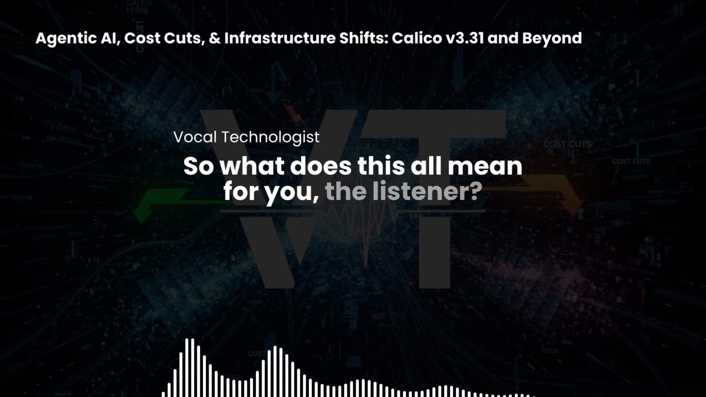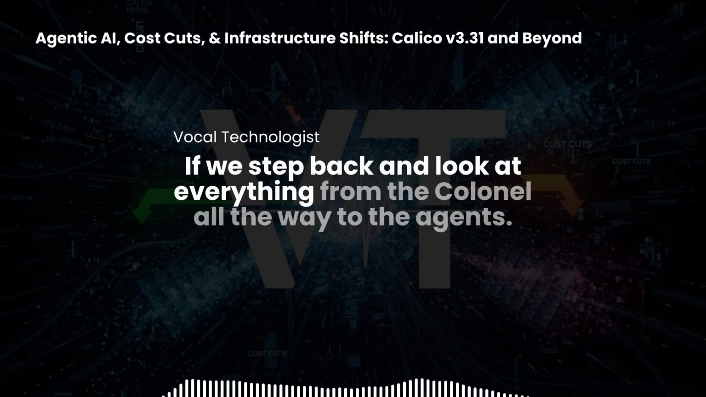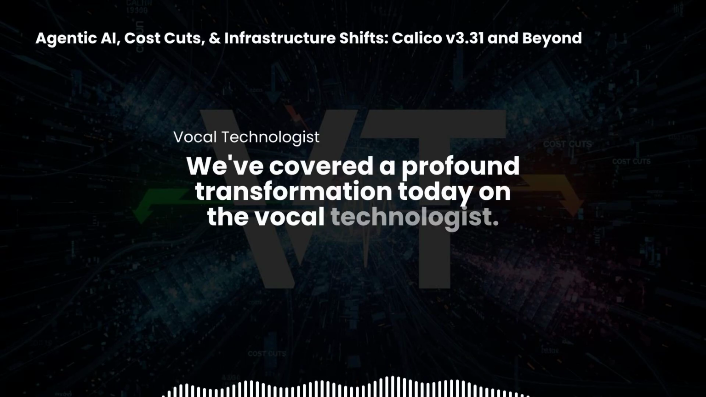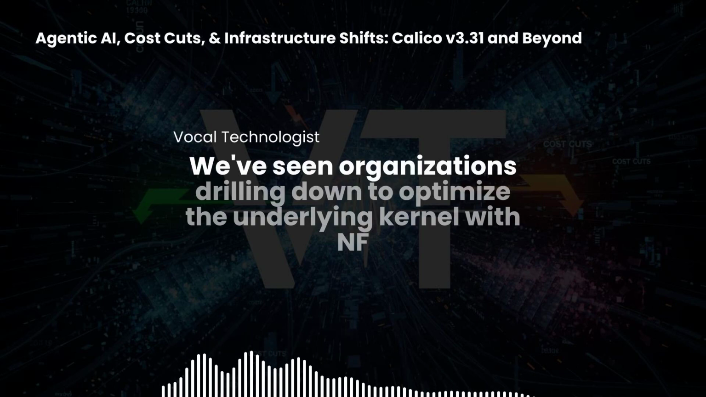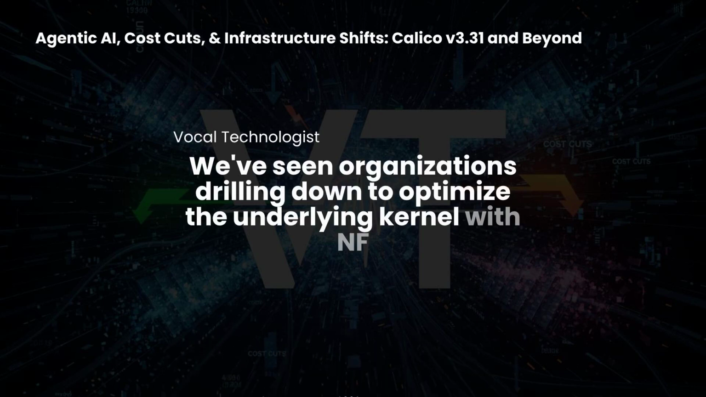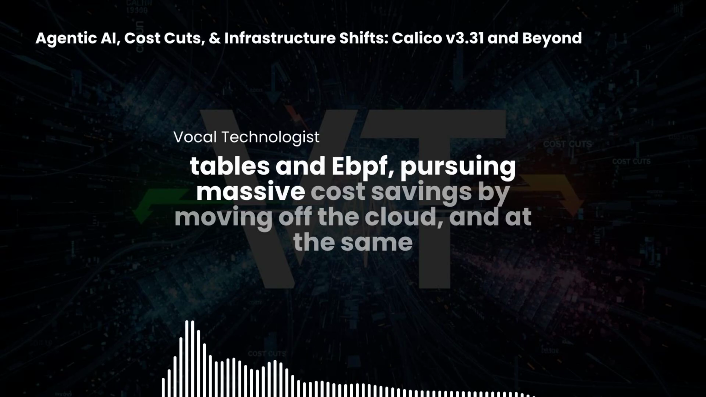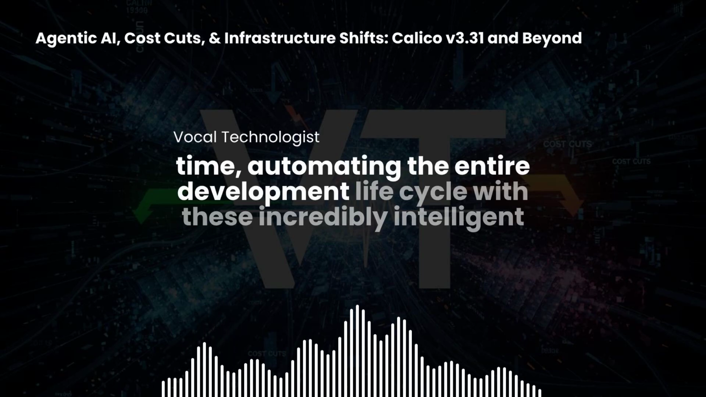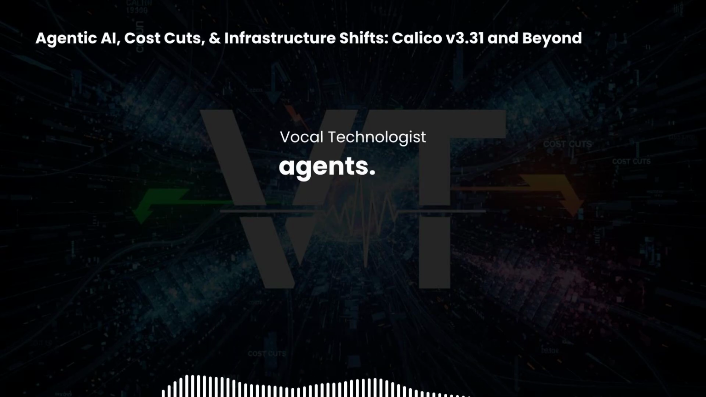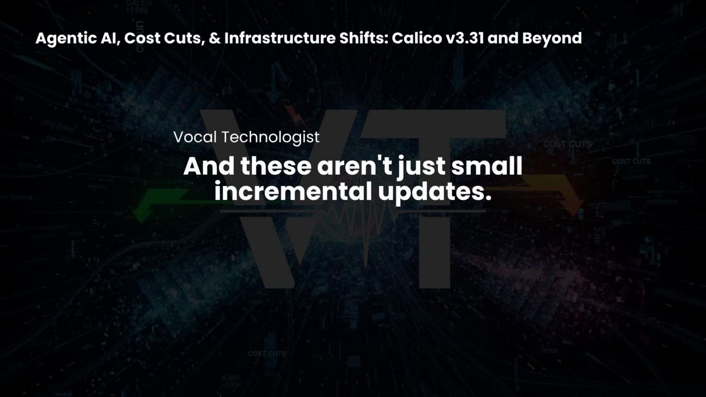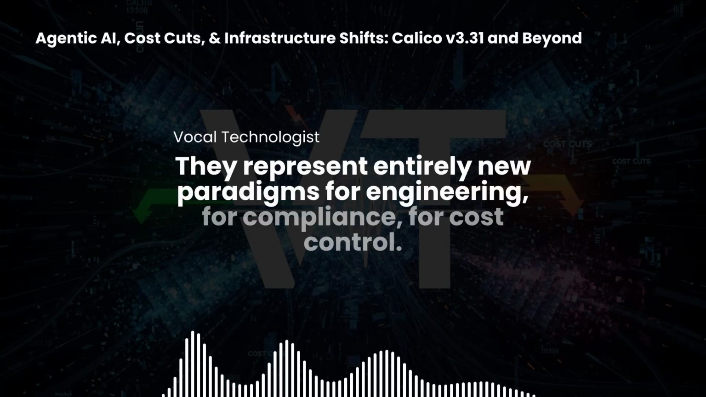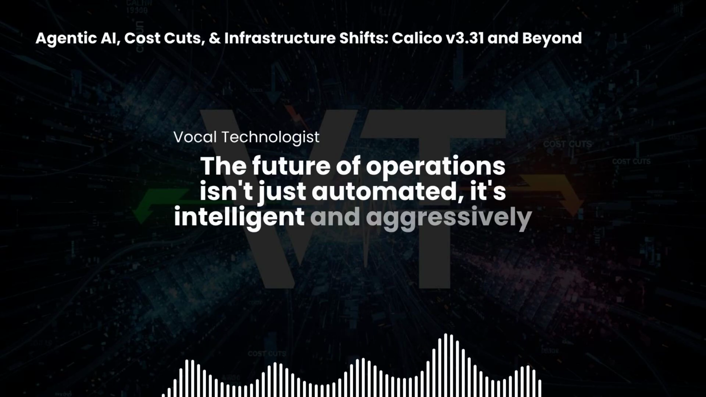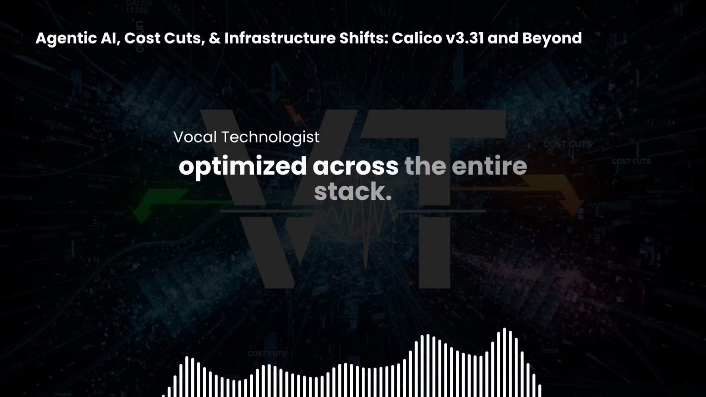So what does this all mean for you, the listener? If we step back and look at everything, from the kernel all the way to the agents, we've covered a profound transformation today on the Vocal Technologist. We really have. We've seen organizations drilling down to optimize the underlying kernel with nftables and eBPF, pursuing massive cost savings by moving off the cloud, and at the same time automating the entire development lifecycle with these incredibly intelligent agents. And these aren't just small incremental updates. They represent entirely new paradigms for engineering, for compliance, for cost control. The future of operations isn't just automated, it's intelligent and aggressively optimized across the entire stack.